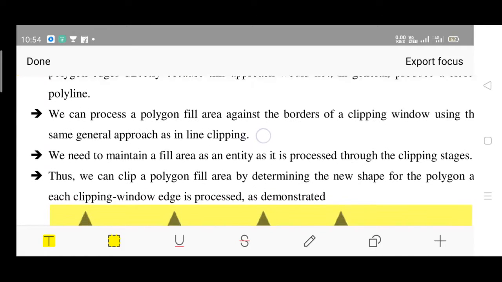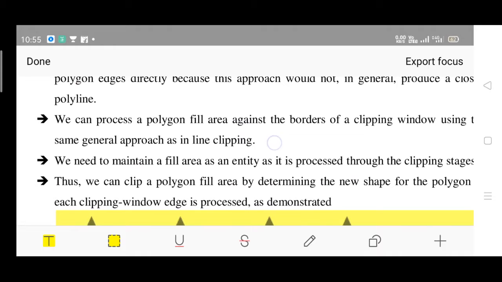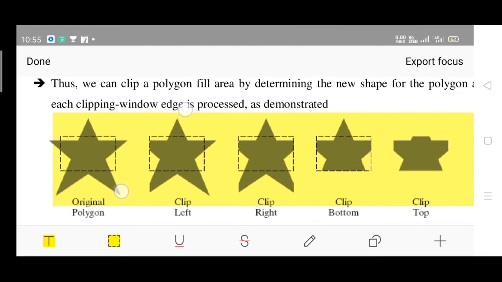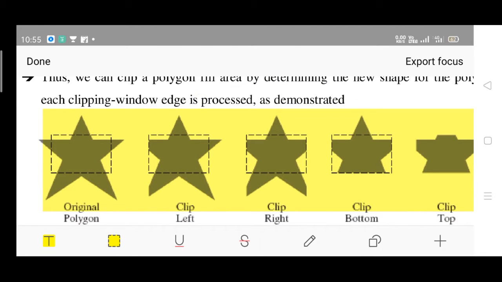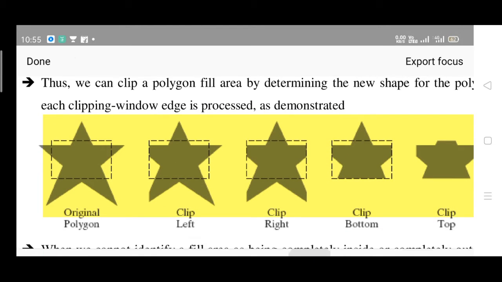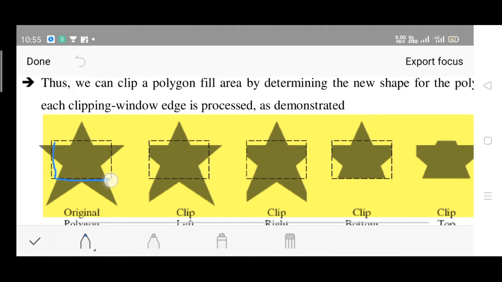It is somewhat similar to line clipping, but since a polygon is a solid area, you need to consider the different edges or borders of the rectangle. Here we have defined the clipping window, or clipping rectangle, and the polygon is a star structure. So we have a rectangle which we call the clipping window, as you can see.